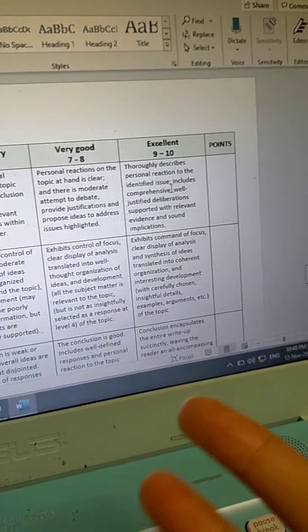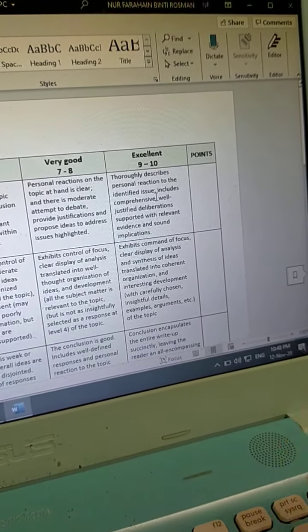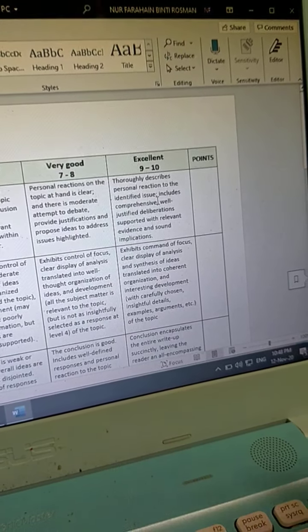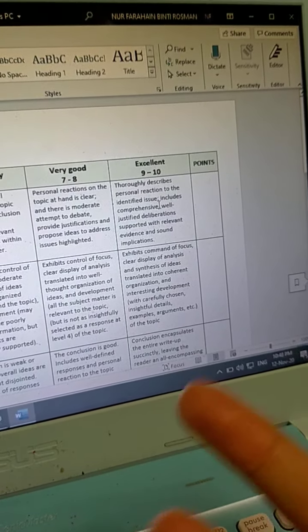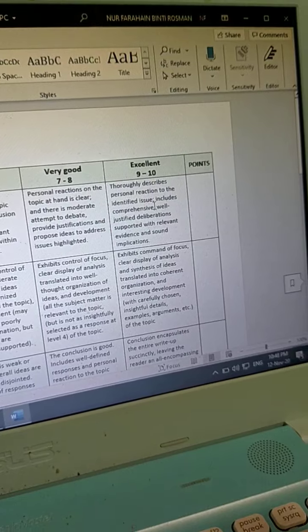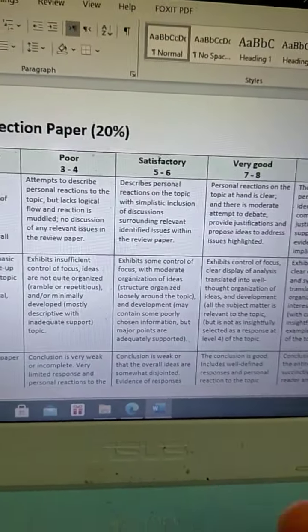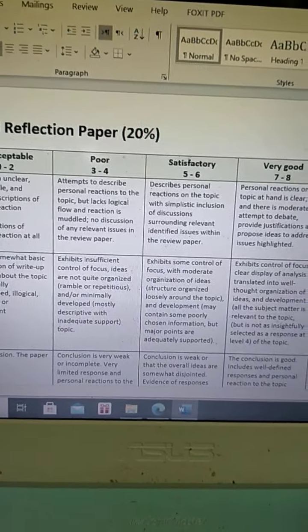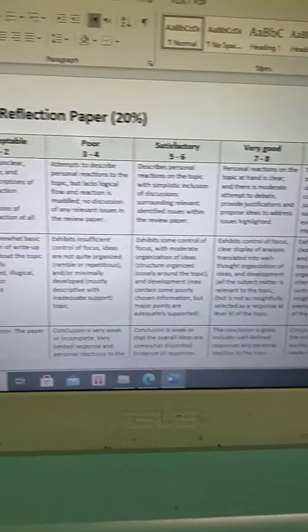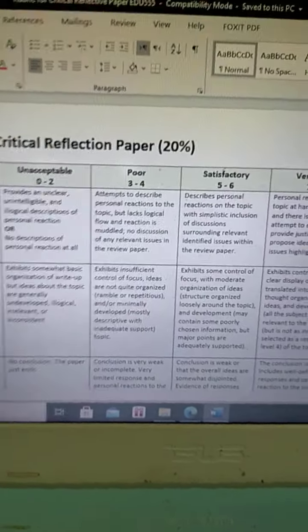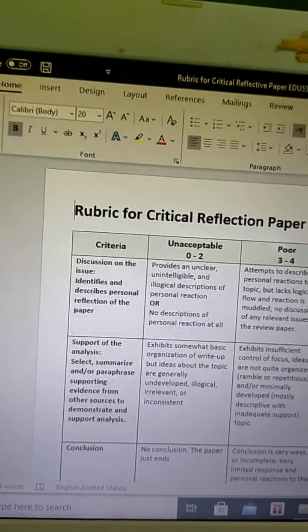So there are 3. Okay, first, mental health punya definition. Second, what are the causes of mental health? And the third, maybe you want to talk about how to improve your mental health. So that is on discussion. Okay, so discussion ni actually a lot you can talk about. You can do like around 1 to 2 pages.